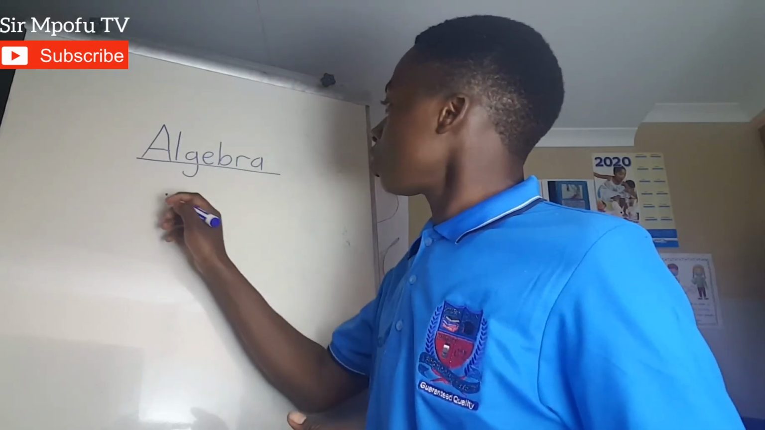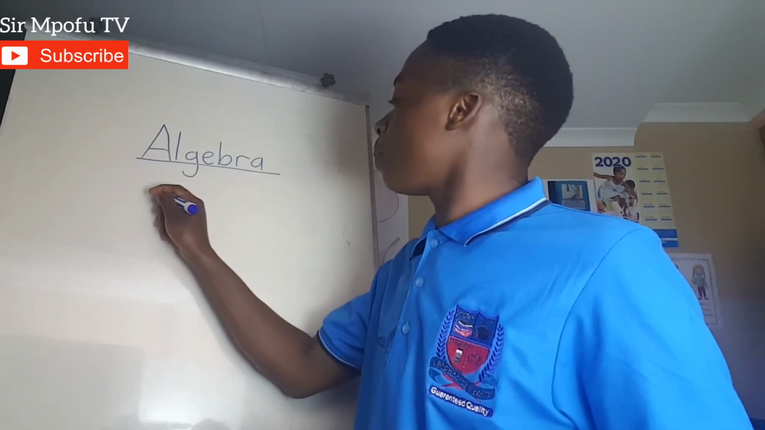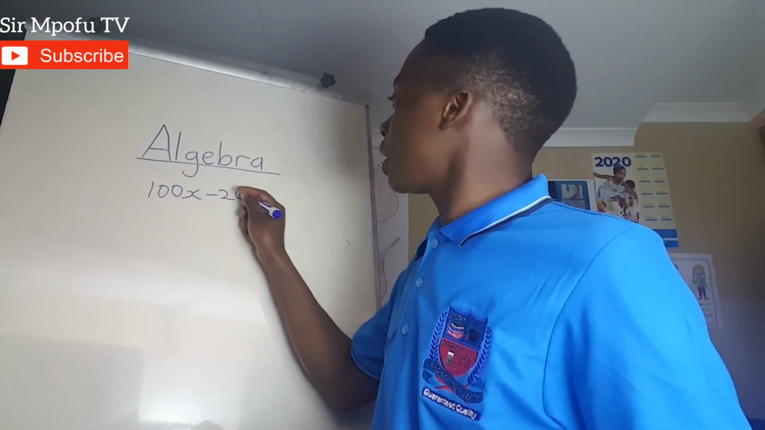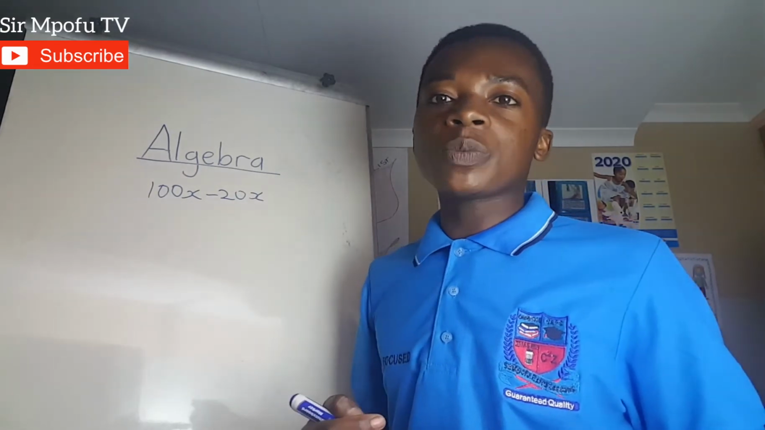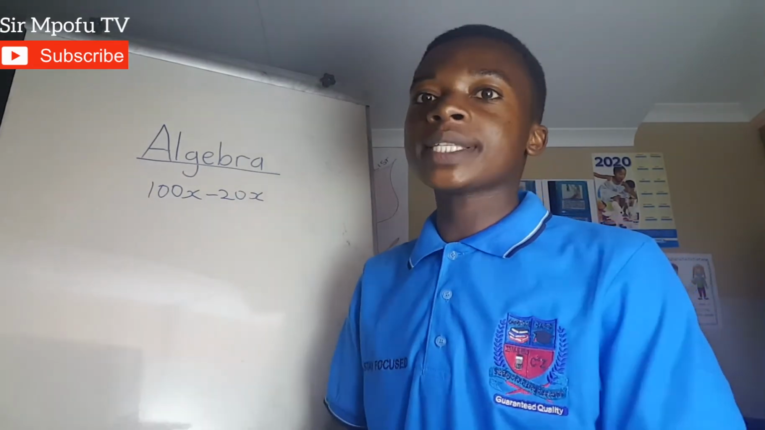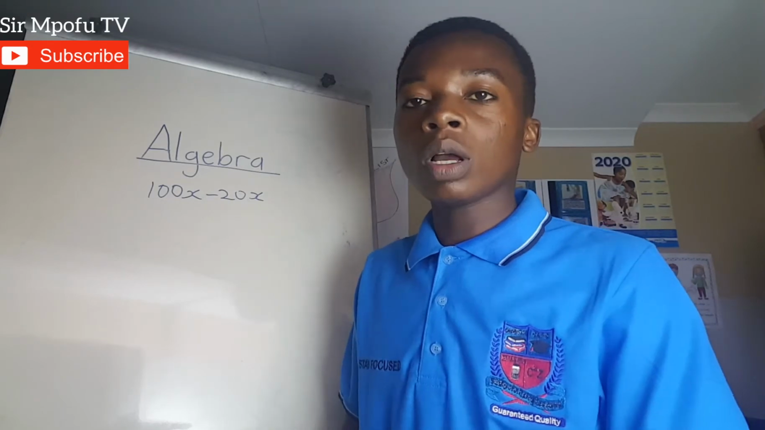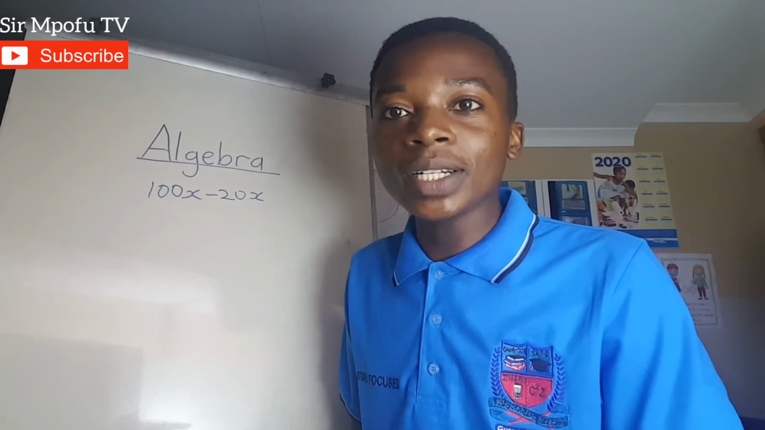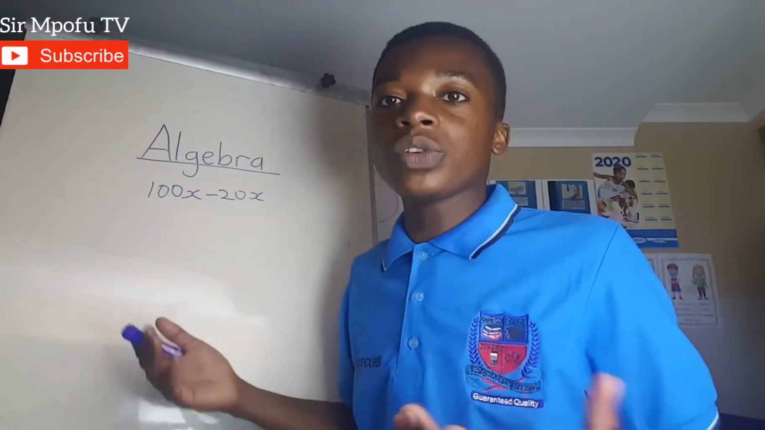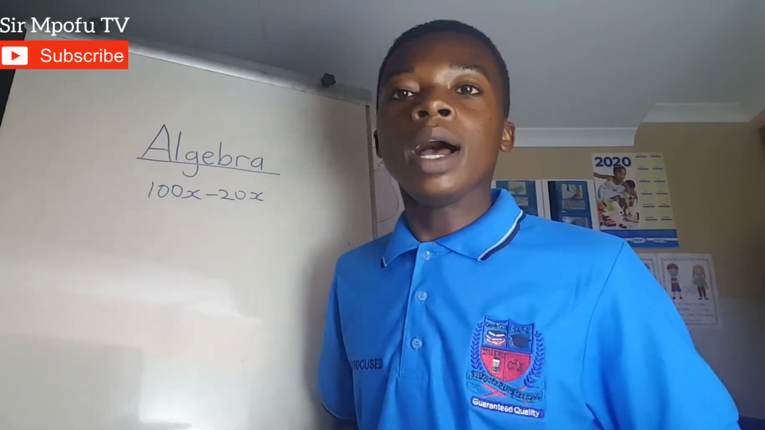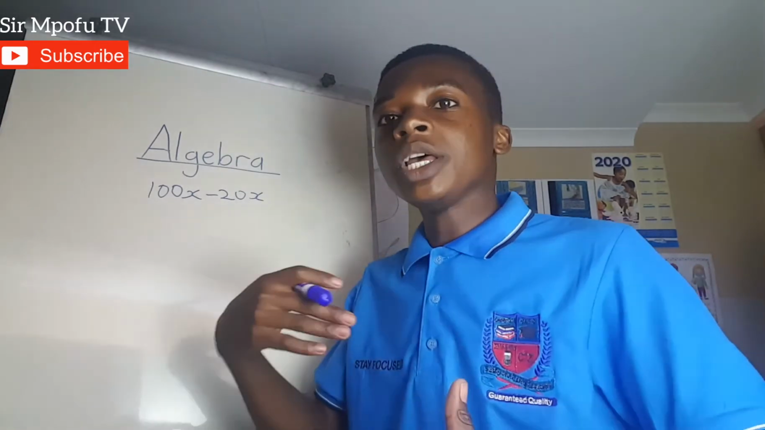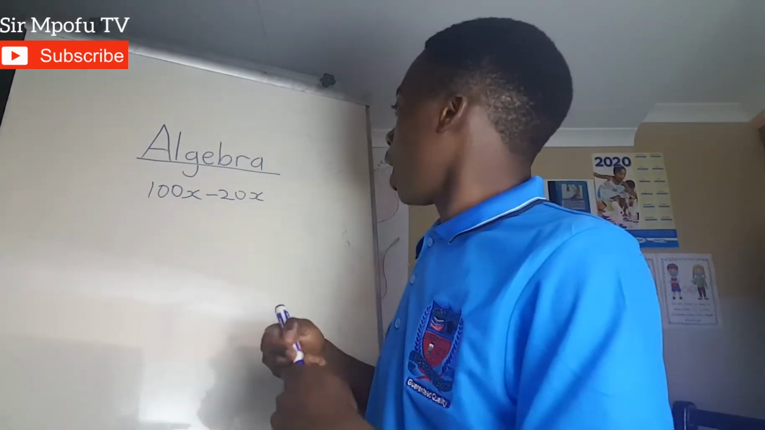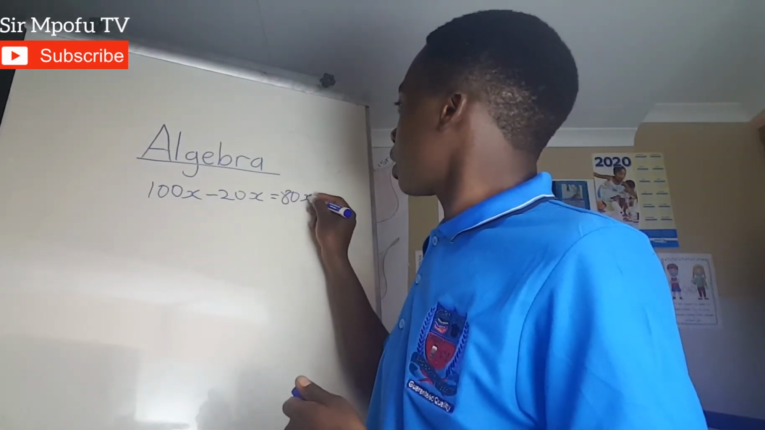Now, what if we have 100x minus 20x? Don't be confused if numbers become bigger. Will you be confused if I say 100 rand minus 20 rand? No. 100 pounds minus 20 pounds? No. $100 minus $20? No, you won't be confused. So why do you want to be confused with algebra? It's just one and the same thing. I'm not saying algebra is money, no, but I'm saying the way we do it is the same. You are simplifying coefficients. So our answer here is going to be 80x.